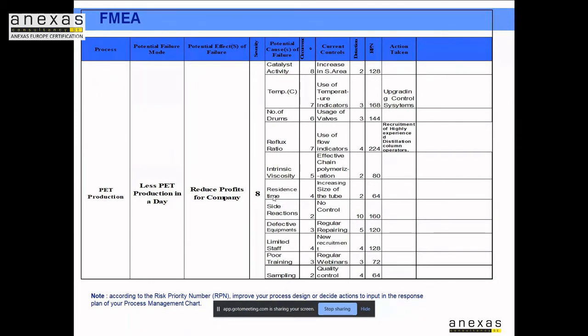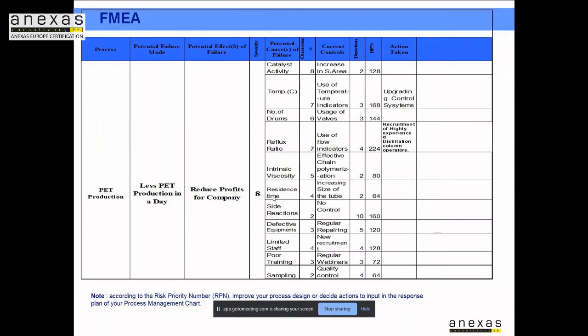Intrinsic viscosity, if it is less, we have to do chain polymerization effectively, and residence time, increasing the size of the tube. And side reactions, no control. If side reactions occur, we cannot control them. It is not in our hands, so we have given no control. Okay, fine.